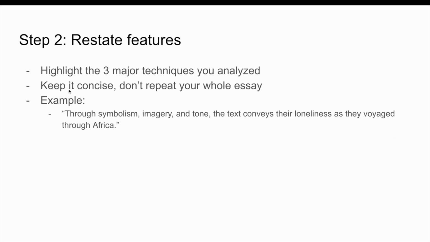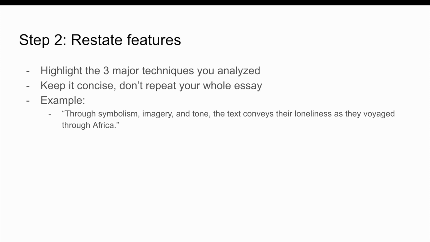Next, you just have to restate the literary features. Just write down the names of the 3 literary features you analyzed in your essay and make sure not to repeat your essay. Just state their impact in a sentence. So maybe 15 to 20 words at most. For example, you can say, through symbolism, imagery, and tone, the text conveys their loneliness as they voyaged through Africa.